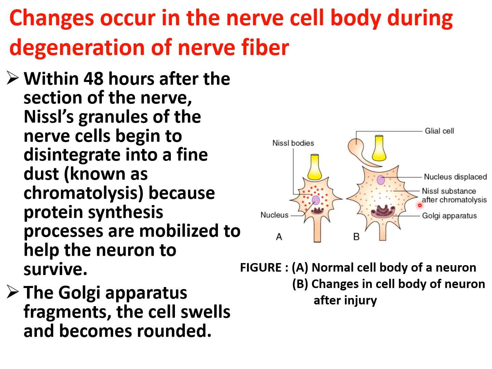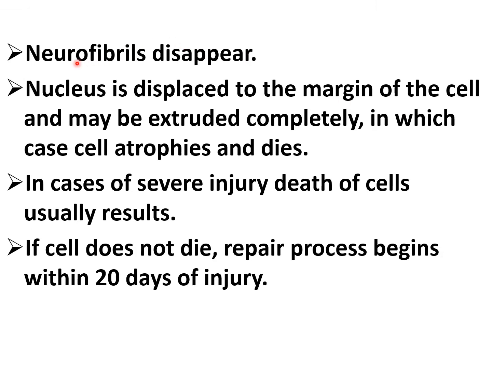And after the injury, what are the changes that occur in the nerve cell body? Here the Nissl substance appears after chromatolysis. The nucleus, which was centrally placed, is now placed in the periphery. The Golgi apparatus fragments, and the cell swells, becomes rounded and increases in size. Neurofibrils disappear. The nucleus is displaced to the margin of the cell and may be extruded completely, in which case the cell atrophies and dies. In case of severe injury, death of the cell usually results.